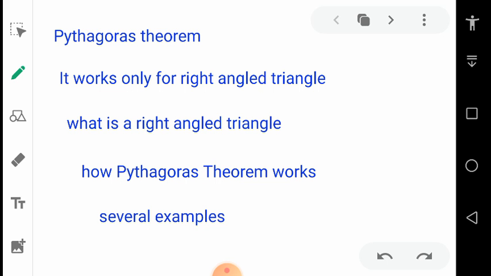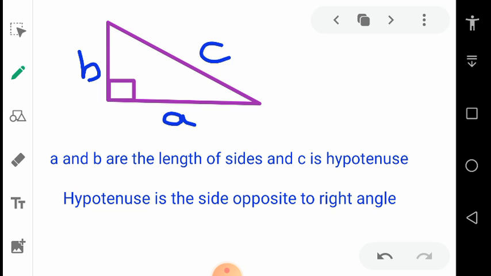It should be a right angle triangle, means the triangle which has an angle equal to 90 degree. So we will know about what is the right angle triangle, then how Pythagoras theorem works for it, and few examples are there. Alright, so let's continue.